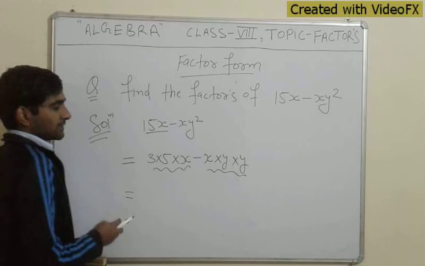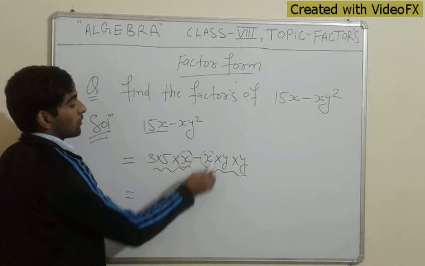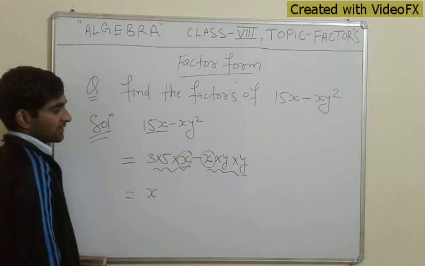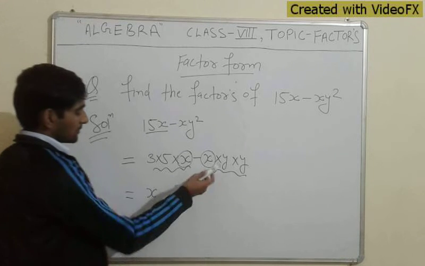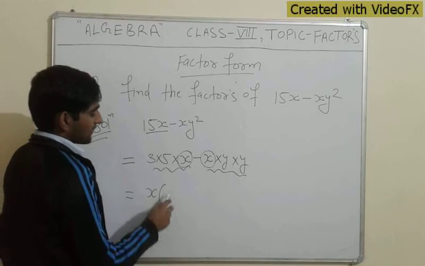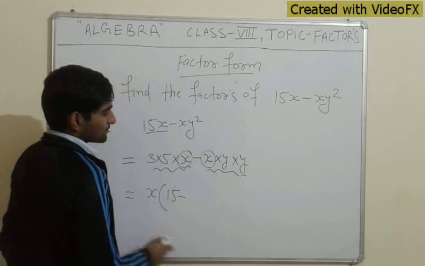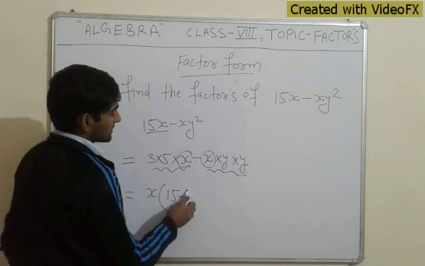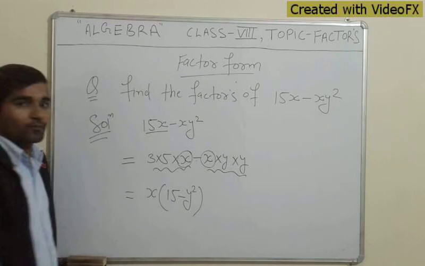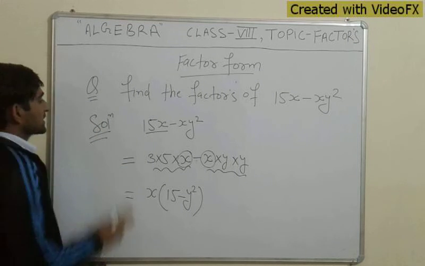See what is the common. Common is x. Is there any number common? No. Then put a bracket. 3 times 5 is 15. Then this negative sign here, and y into y is y square. So this is the factor form. Next.